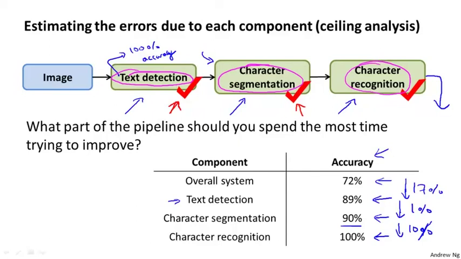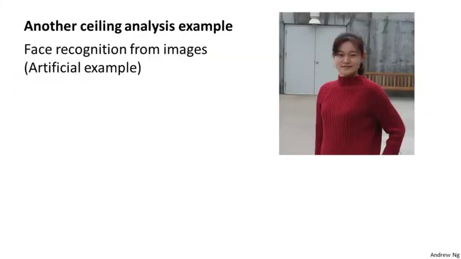Let me just illustrate this idea again, but with a different, more complex example. Let's say that you want to do face recognition from images. So let's say you want to look at the picture and recognize whether or not the person in this picture is a particular friend of yours, or try to recognize the person shown in this image. This is a slightly artificial example. This isn't actually how face recognition is done in practice, but I want to step through what a pipeline might look like to give you another example of how a ceiling analysis process might look.